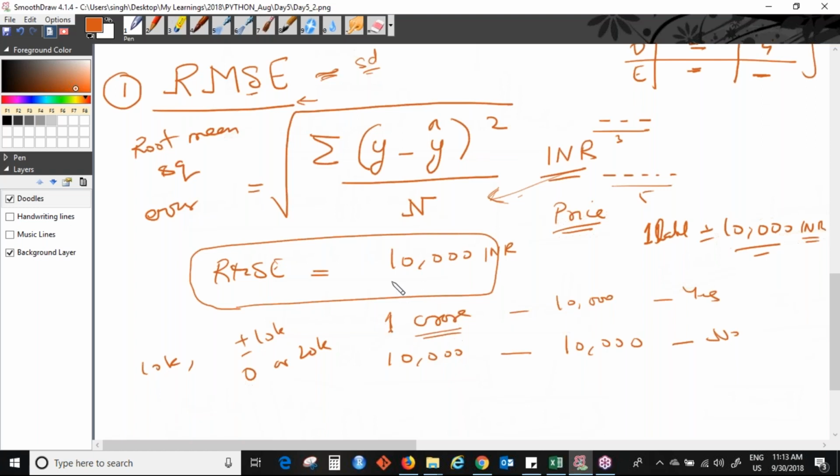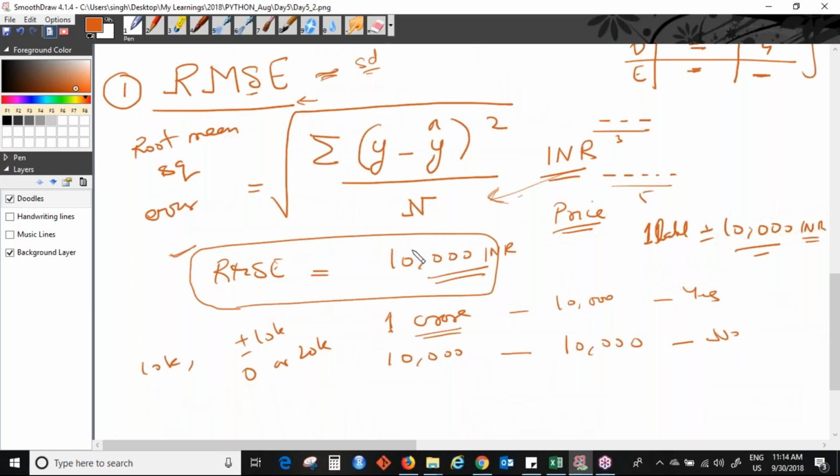So the question that you will have to ask is, with respect to what? Whenever somebody says that root mean squared error is 10,000, you will have to ask, with respect to what? Only then will you be able to say whether it is a good model or not. So this alone is not self-sufficient, is what I'm trying to say. We will always have to compare this with respect to the original price. Only then will we be able to say whether it is a good model or not. So this is the disadvantage of root mean squared error.